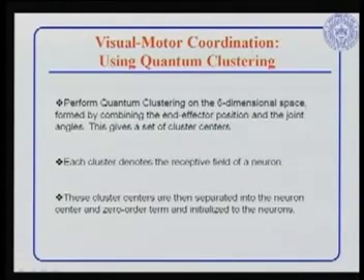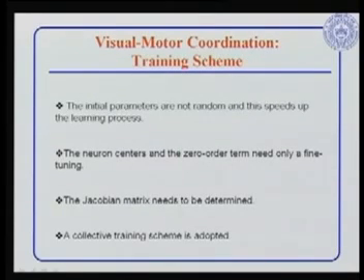So, what is the first part then? Perform quantum clustering on the 6 dimensional space formed by combining the end effector position and the joint angles. This gives a set of cluster centers. Each cluster denotes the receptive field of a neuron. These cluster centers are then separated into neuron centers and 0 order term and initialized to the neuron. The initial parameters are not random, and this speeds up the learning process. The neuron centers and 0 order term need only a fine tuning.